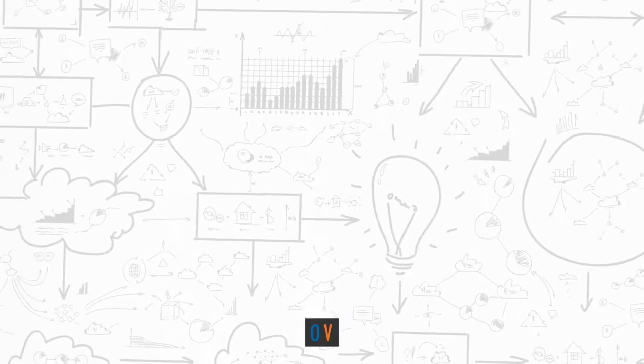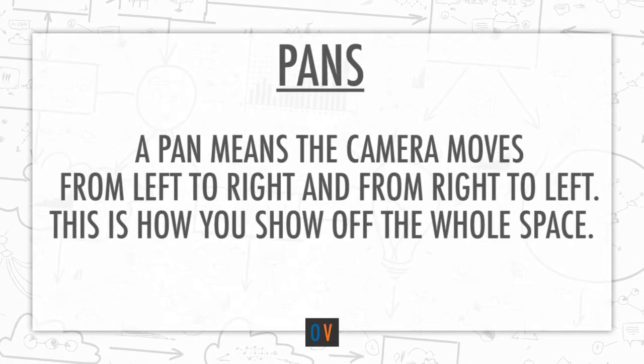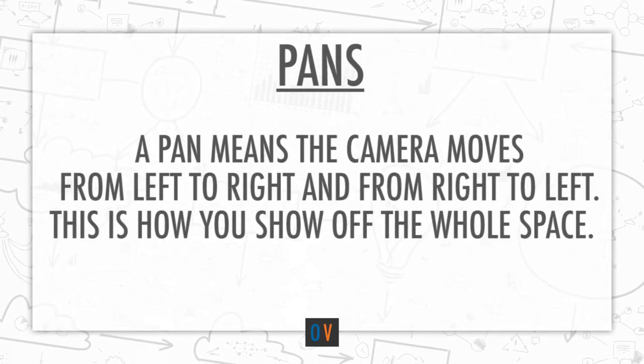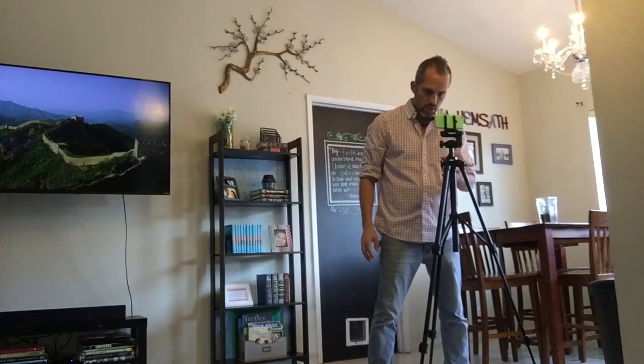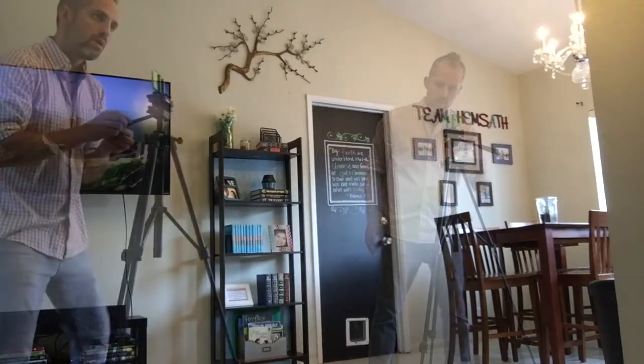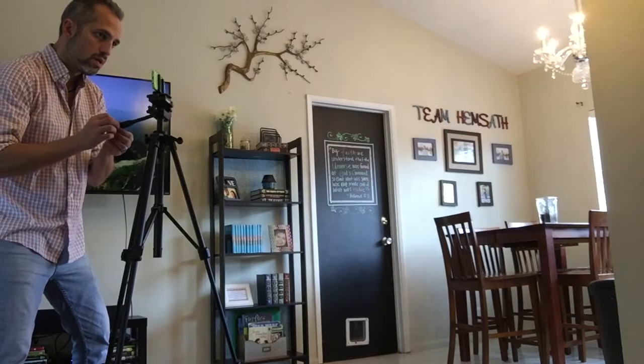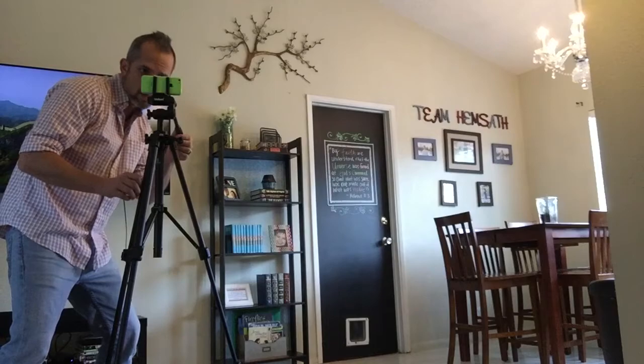I want to show you 2 more shots called pans. A pan means the camera moves from left to right or right to left. This is how you show off the whole space. When you move the camera, make sure your movements are fluid and not shaky. Get a shot from right to left, then readjust the camera and get a shot from left to right.